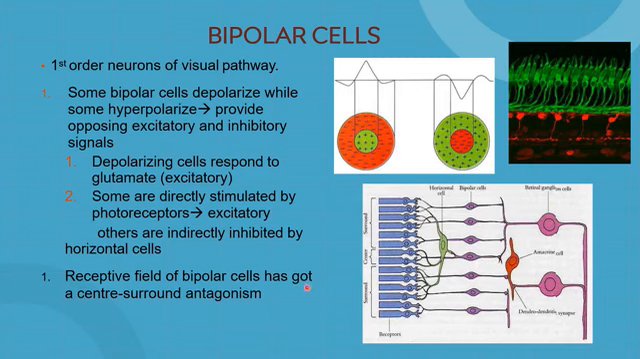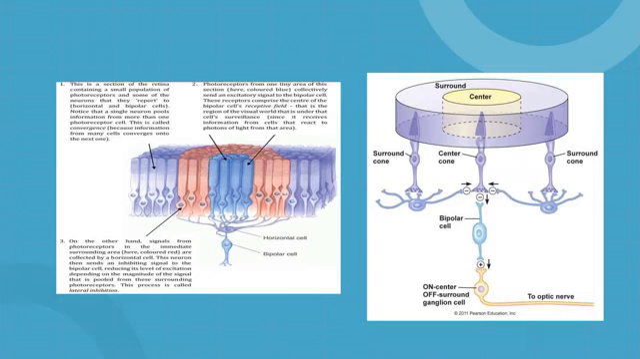The receptive field of the bipolar cells has a center-surround antagonism. So what is the center-surround antagonism? We will see in the coming slides. This is the picture of that center-surround antagonism. Here the center will be activated and the surround will be inhibited. Here the center will be inhibited and the surround will be activated. This mechanism is mainly to increase the visual acuity. In this picture the center cells are being inhibited and the peripheral cells will be activated. Minus means inhibition.